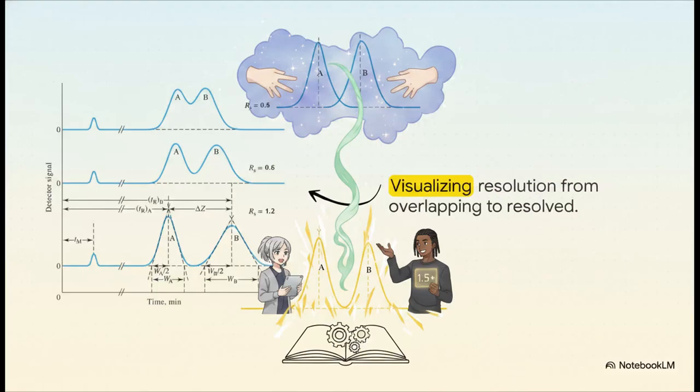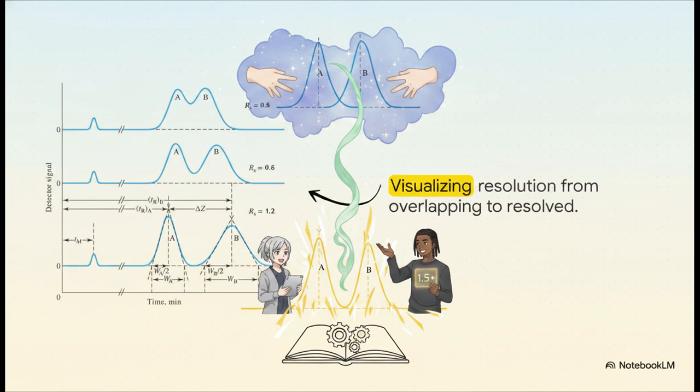To truly appreciate resolution, we have to visualize it. Take a resolution of 0.5. At that level, you just have a blended, overlapping blob. There is no way you can confidently quantify two distinct peaks there. Now, as resolution increases to 0.8, a little valley forms between them. It's better, but it's still not quite enough. Down at a resolution of 1.2, we're getting very close. But for a truly complete separation, where the peaks return cleanly to the baseline, allowing for perfect quantification, we typically require a resolution greater than 1.5.